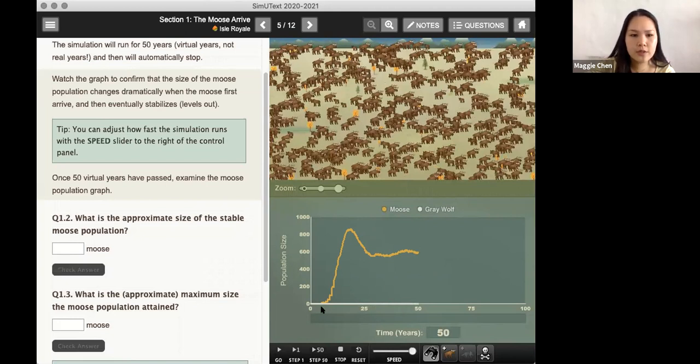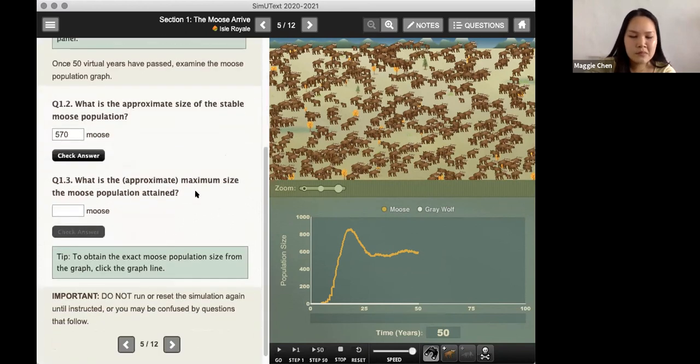We're going to look at our population graph and see what's the approximate size for this first question: what is the approximate size of the stable moose population, so our K? And if we wanted to see how many moose are in our study area, we can just click and scroll along this line. Since it's approximate and there's a range, we can say that maybe it's around 570. And we can check our answer. Since it's approximate, it doesn't have to be super exact, so that's correct.